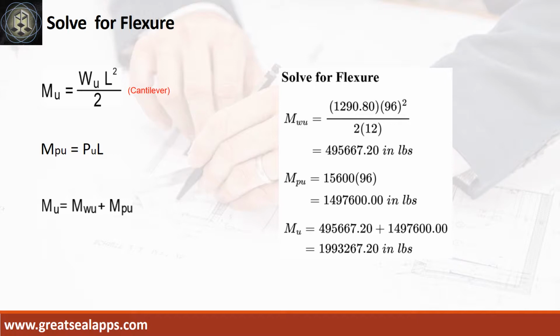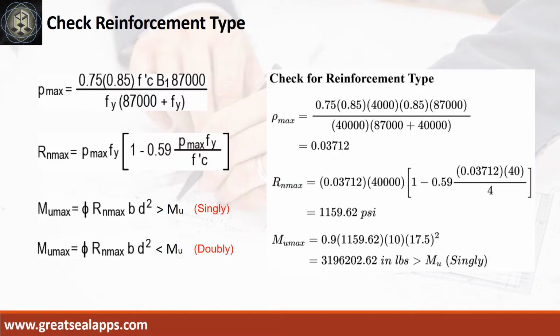Given factored uniform load equals 1,290.8 pounds per foot, factored concentrated load equals 15,600 pounds, L equals 8 feet, the maximum moment from uniform load is 495,667.2 inch-pounds. The maximum moment from concentrated load is 1,497,600 inch-pounds, for a total maximum design moment of 1,993,267.2 inch-pounds.